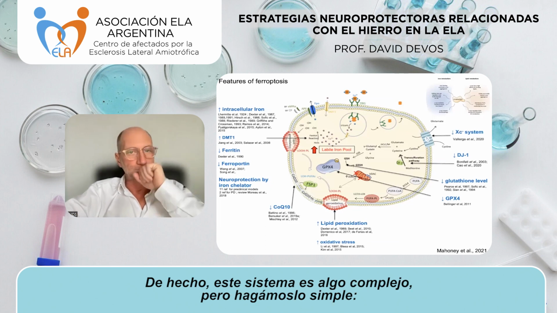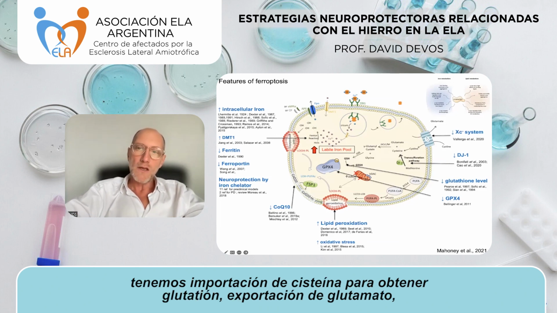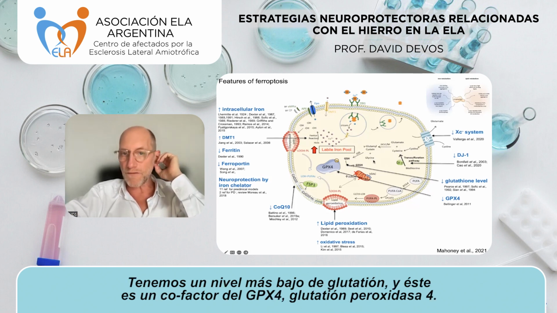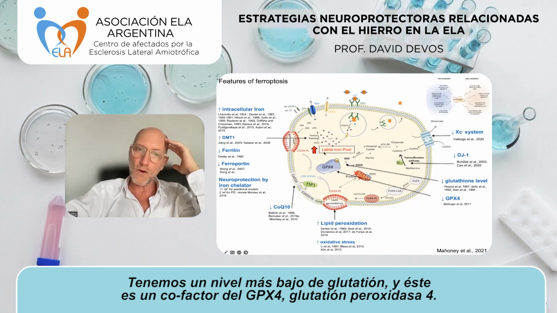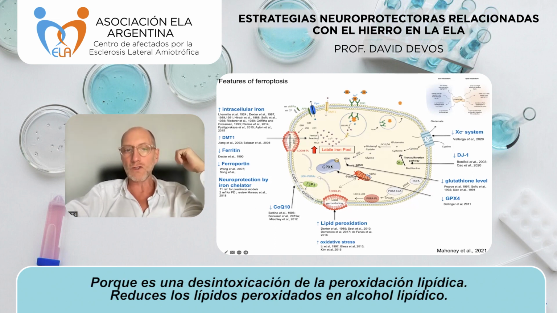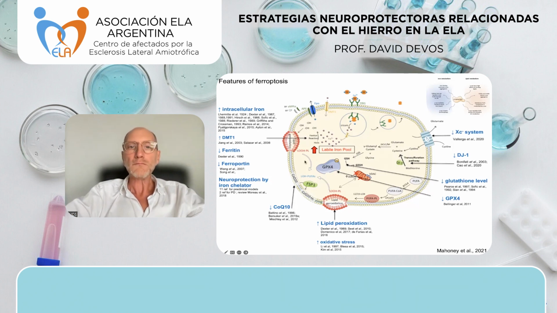In fact, this system is a little complex, but let's make it simple. You have importation of cysteine in order to have glutathione, exportation of glutamate, and we know that we have an excitotoxicity of glutamate in ALS. You have a lower level of glutathione, and glutathione is a cofactor of GPX4, the glutathione peroxidase 4. And this enzyme is a key enzyme for survival. If you don't have GPX4, you can't survive. Why? Because there's a detoxification of lipid peroxidation. You reduce the peroxidized lipids into lipid alcohol. So this enzyme is the key.